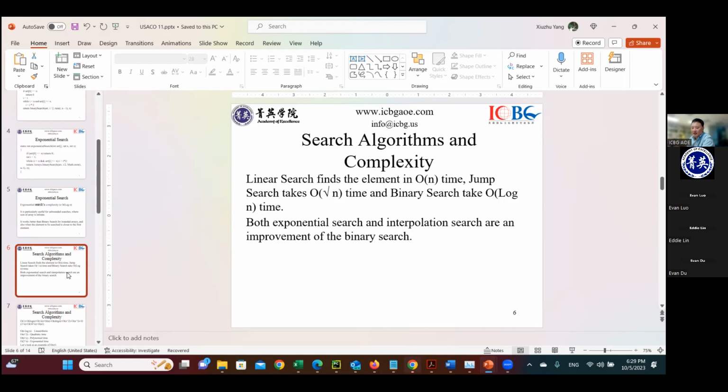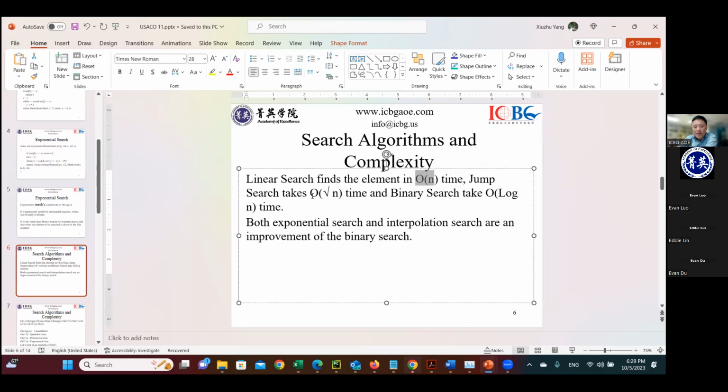So linear search finds the element in n times. Okay, so linear search is n times. That's O(n). Jump search is the square root of n. N's square root. So that's why jump search is better than linear search. Binary search is log n. You see the exponential search is also log n, right? So you need to remember those, which search method is better. So both exponential search and the interpolation search are an improvement of the binary search. So it's at the same scale, okay? Same scale. On complexity, they are at the same scale, but it's better. It's better than binary search. The interpolation and the exponential search, okay?